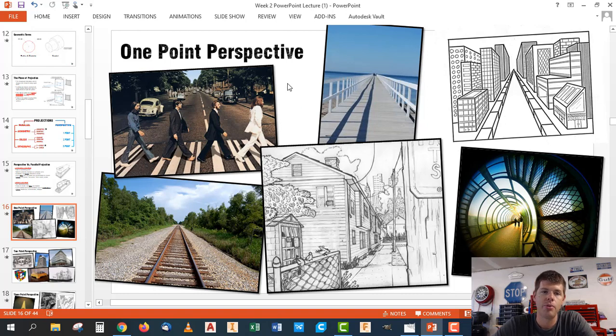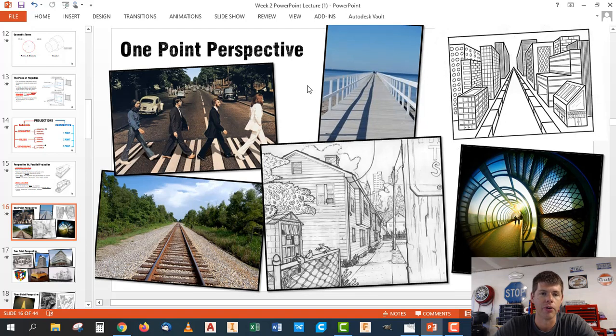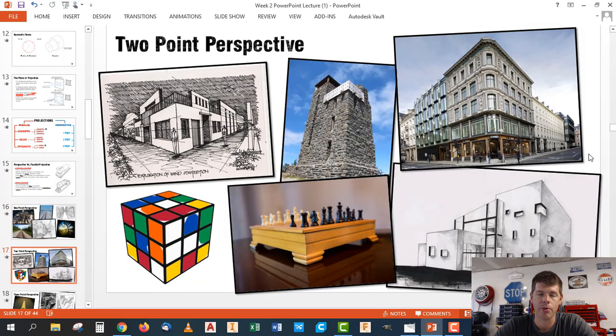So these are examples of one-point perspective because they all have a single vanishing point. So you can see in each of these, there's one point where everything pinches down towards, and that is what we call the vanishing point. Okay, so one-point perspective photographs. You can also have two-point perspectives.